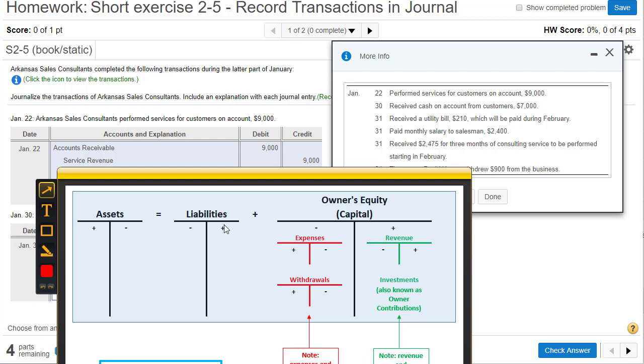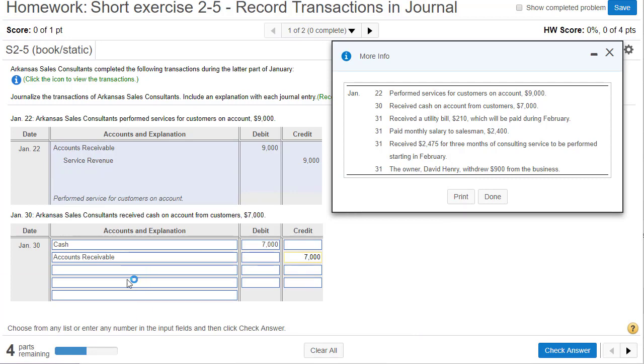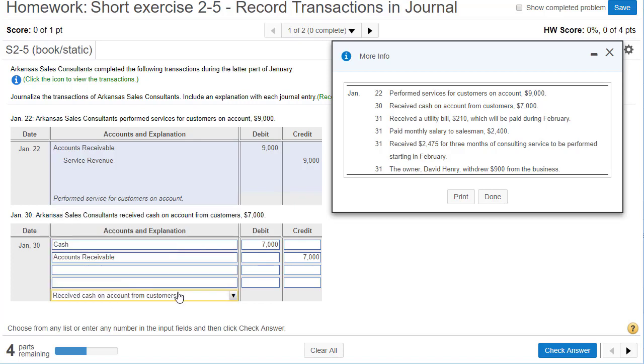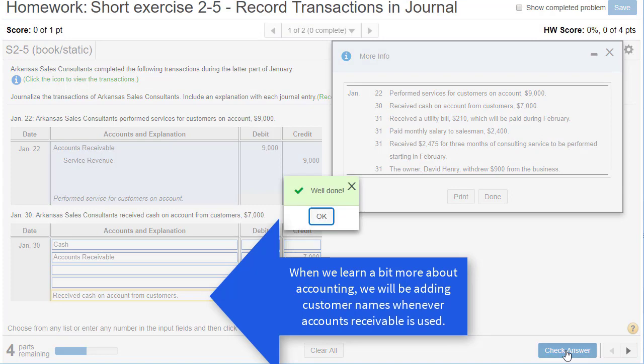And notice, not all accounts go up on the left. Some, like liabilities, go down on the left. So then we have to choose our explanation, which is we received cash on account from customers. Now, in the real world, we could just read the debit and credit and know that we are receiving cash on account from customers. So in the real world, you would probably want a more helpful explanation like Joe Schmo paid off their account. So we do need to know who paid us our AR, or who paid off the AR.